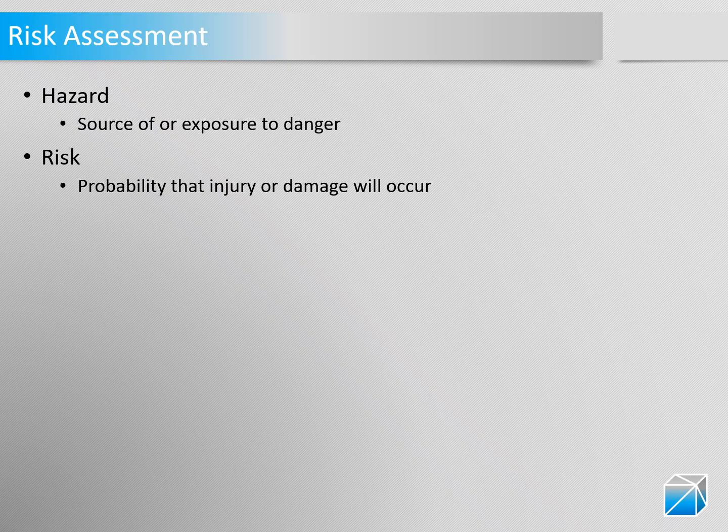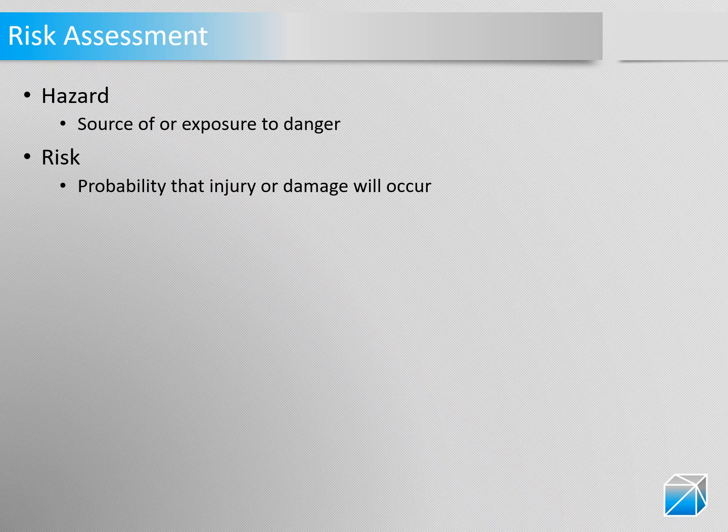Let's look at some definitions which will help us in understanding what a risk assessment is. A hazard is any source of danger or potential danger. Risk refers to the probability of that danger actually causing harm. Understanding this helps us prevent incidents before they occur.